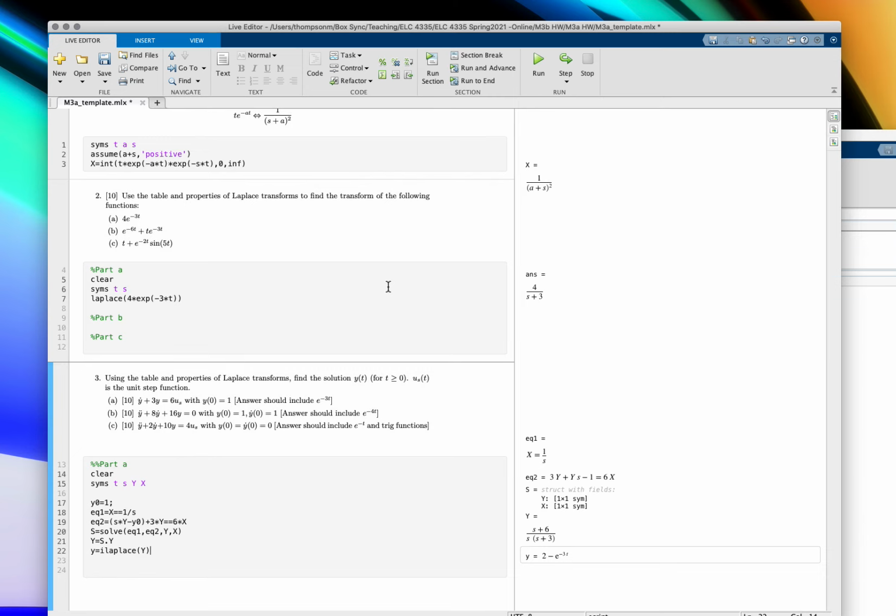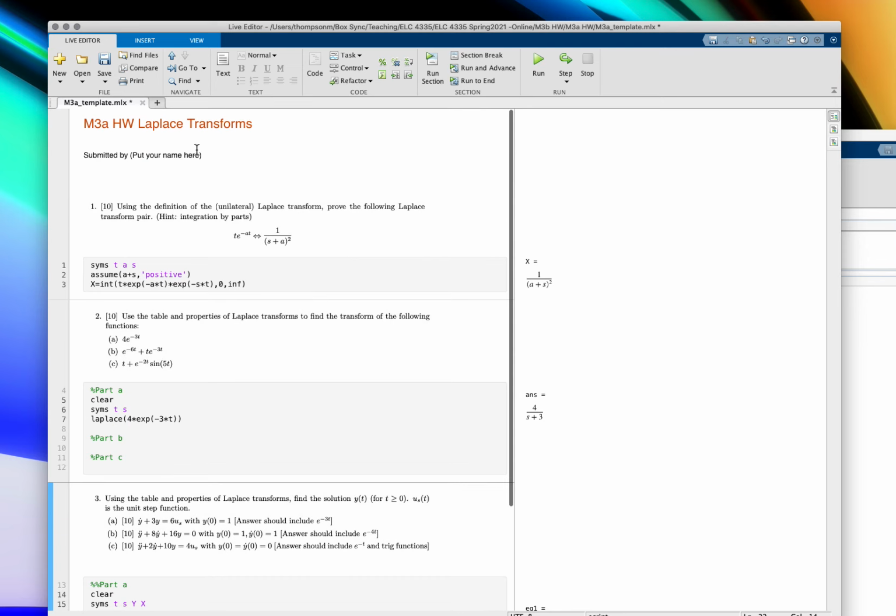Okay, so please work through this. I'm going to just have you turn in this live scripted script completely filled out. You can put your name on it at the top. You can see I have this set up with the title and submit, put your name here. Fill out the rest of this for homework module 3 part A. All right, so you won't be turning something in on Gradescope for this. It's going to be completely within Canvas.